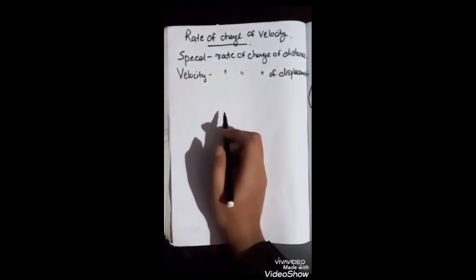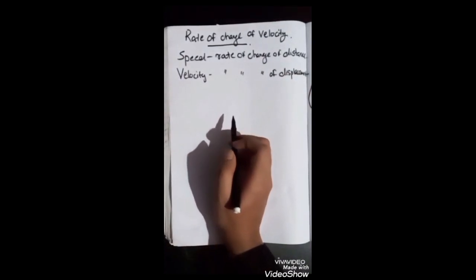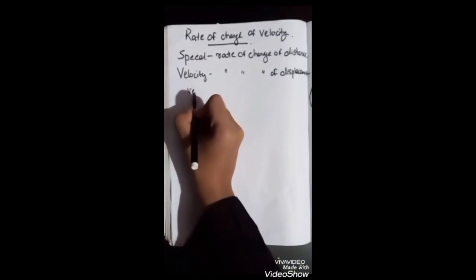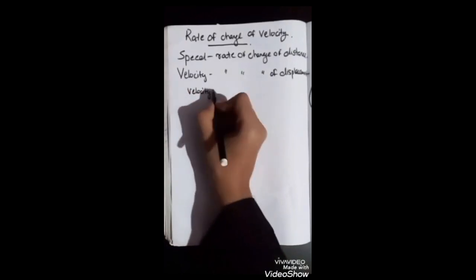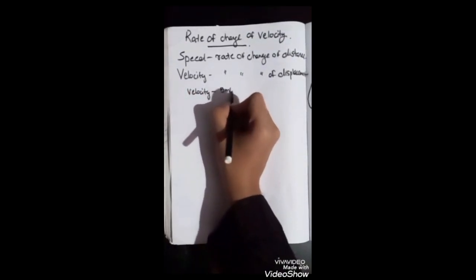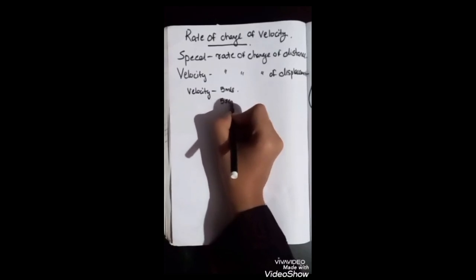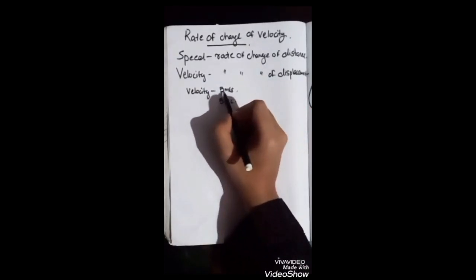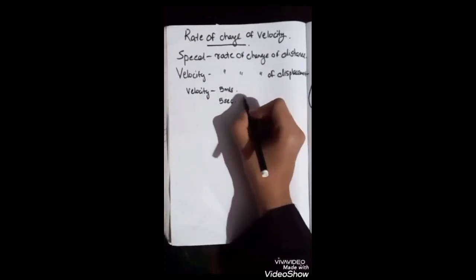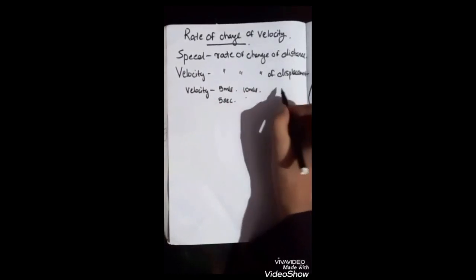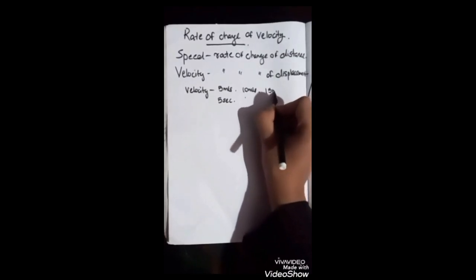Here we know when a motion takes place, suppose an object moves. At first the object moves at a velocity of 5 meters per second for the first 5 seconds, and in the next 5 seconds the velocity is 10 meter per second, and in the next 5 seconds it is 15 meter per second.